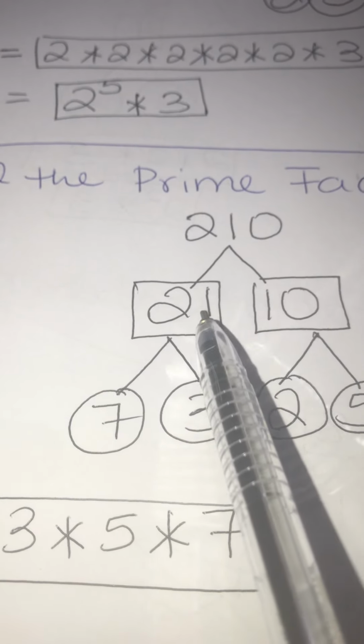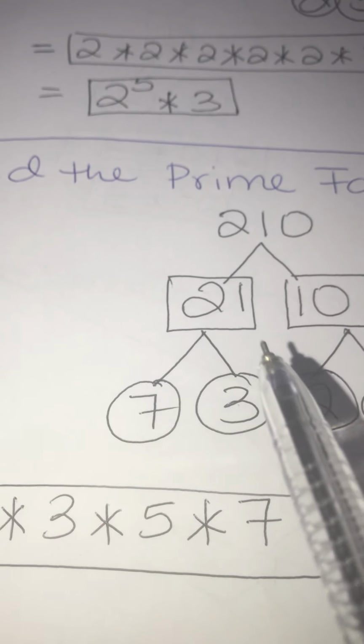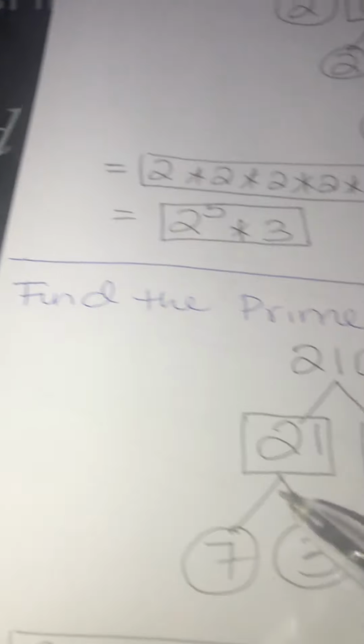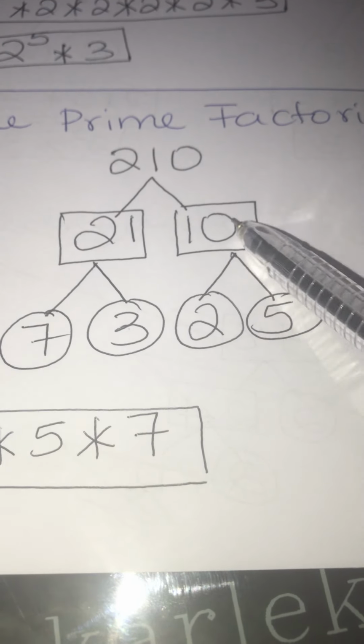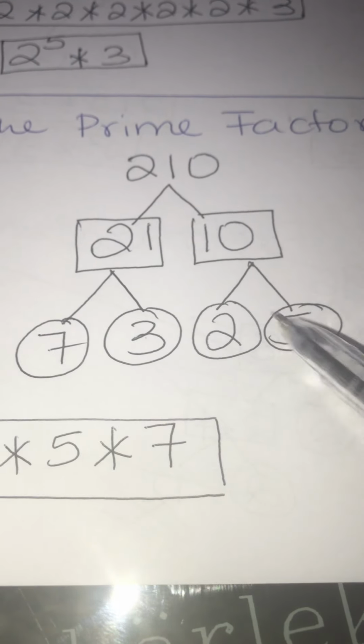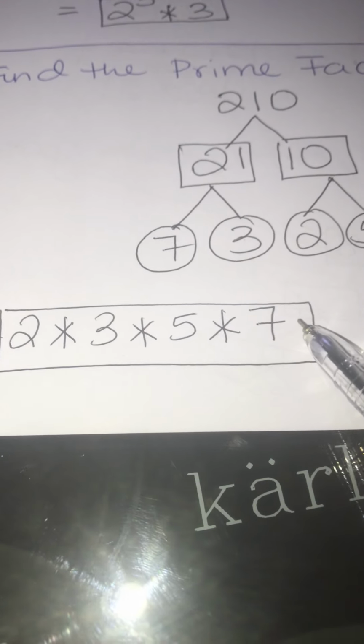How do we get 21 when we multiply? 7 times 3. 7 is a prime number. It is there. 3 is a prime number. It is there. So you circle them. 2 times 5 gives you 10. 2 and 5 are prime numbers. I circle them. And I put them in order.